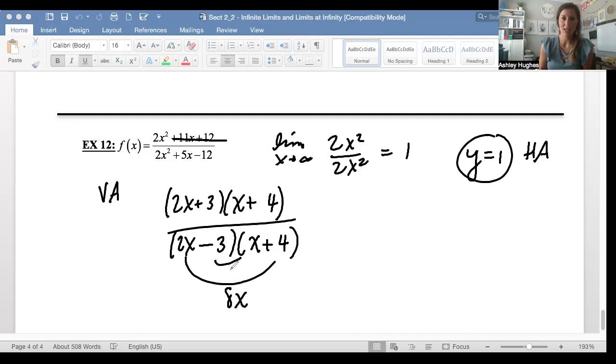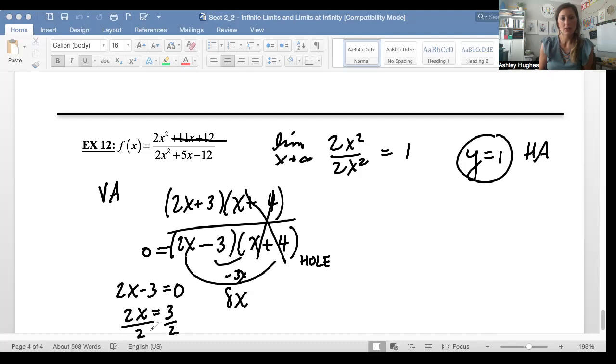Okay, I'm going to break apart there. 8x minus 3x, that gives you plus 5x. So these simplify. Remember, you're going to simplify first. That means that this is a hole. It's called a removable discontinuity. This one left over, you're going to set equal to 0. So 2x minus 3 equals 0 when 2x equals 3, or x equals 3/2. So that is your vertical asymptote.